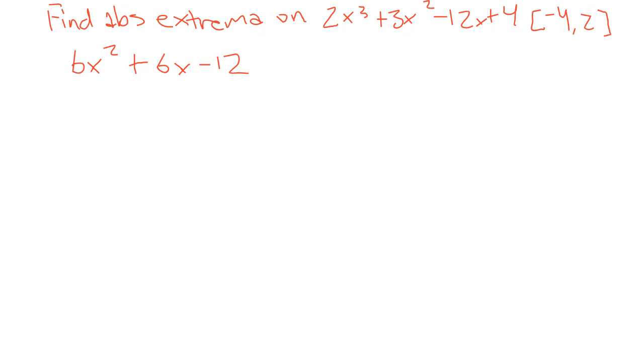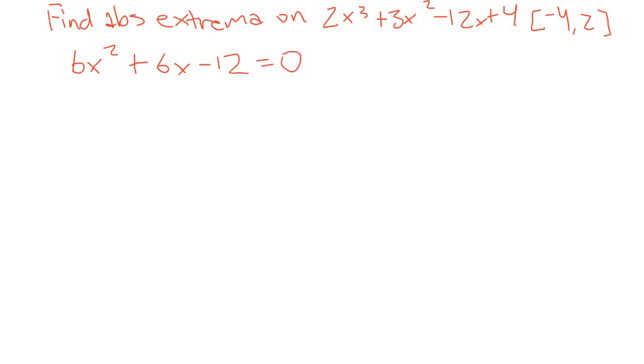And since the domain of this is all real numbers, we're not going to have any critical numbers where the derivative does not exist, but we may have some where it equals 0. The first thing we can do is set this equal to 0.